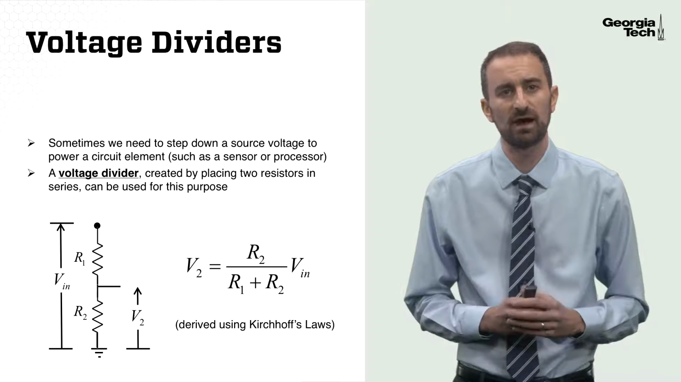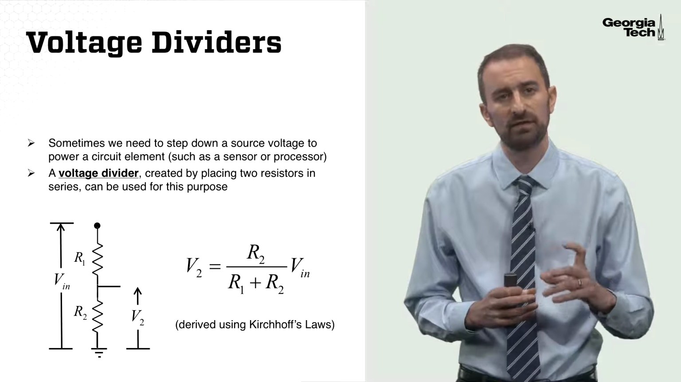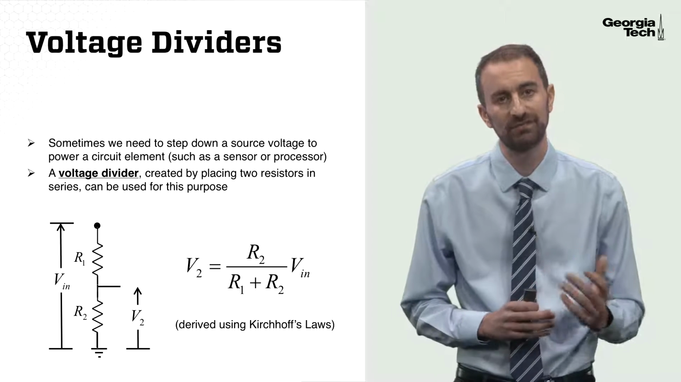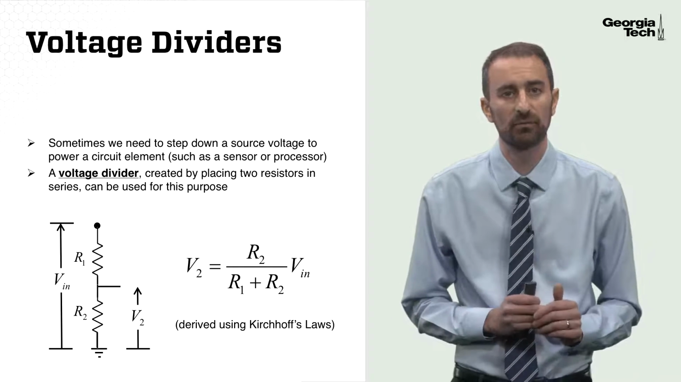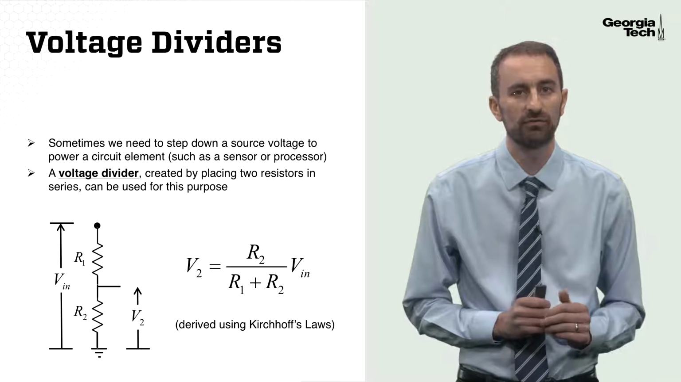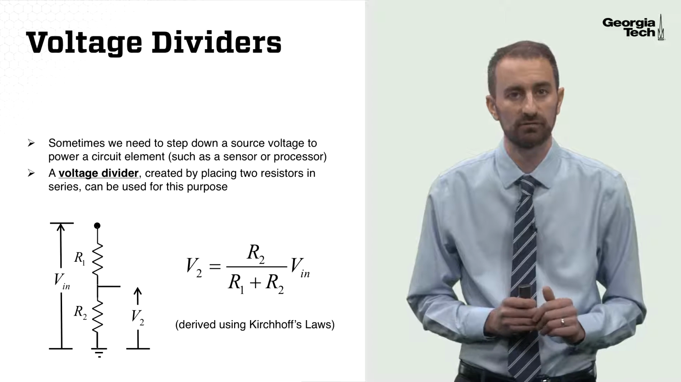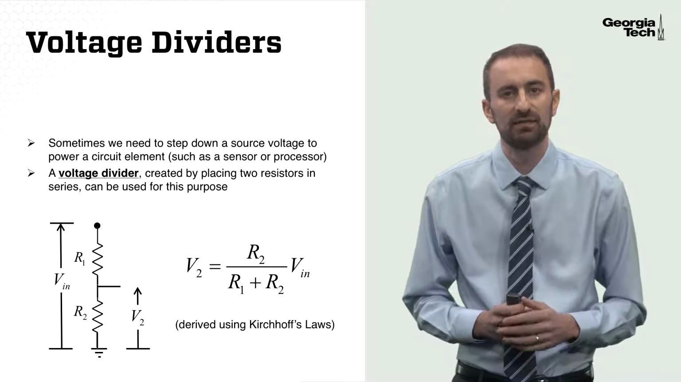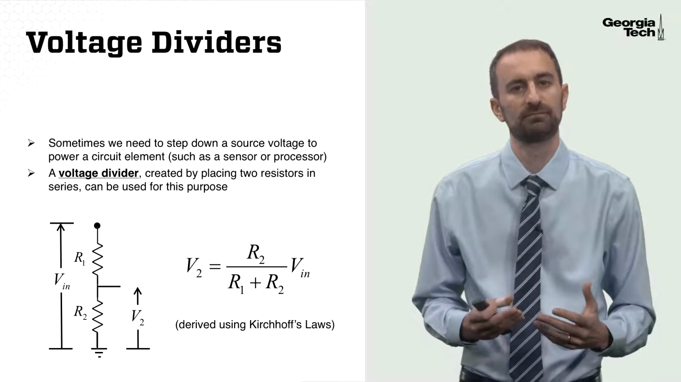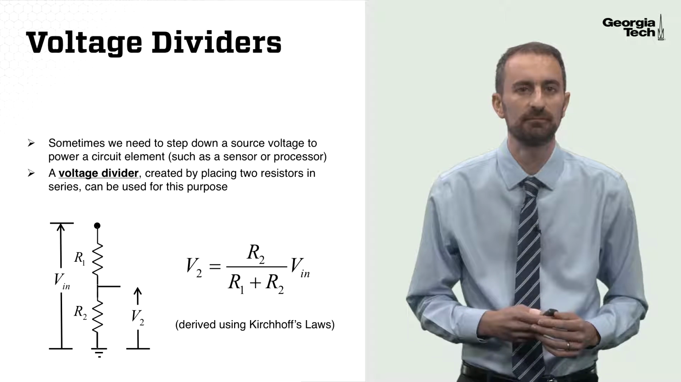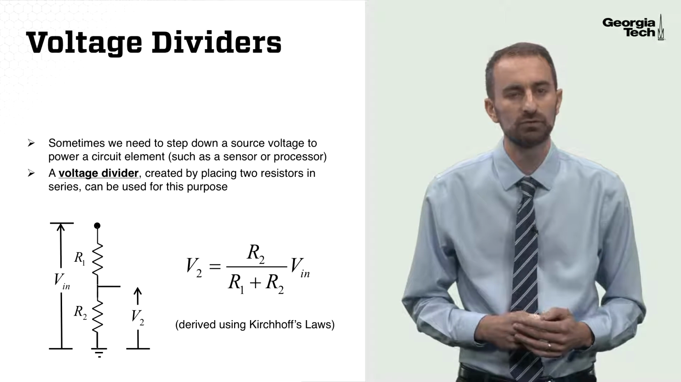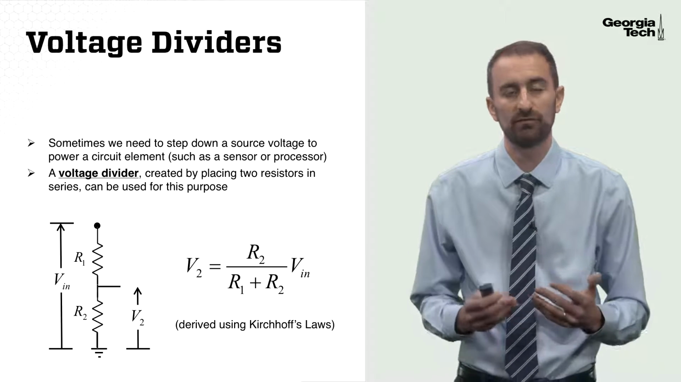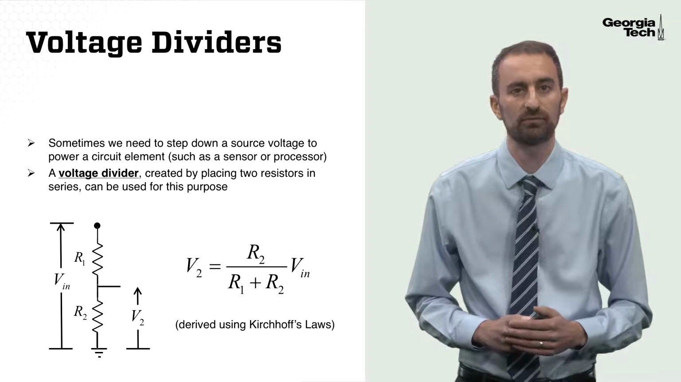So if we're trying to step down a voltage, then Vin would be our input voltage and V2 would be our output voltage. The relationship between Vin and V2 is shown on the right, and they're related by the coefficient R2 over R1 plus R2. Now since R1 and R2 are both positive values, you can see that that coefficient is less than 1, so it's some fraction. So V2 is some fraction of Vin. Why would you need to step down a voltage? Well, maybe a certain sensor requires a different voltage input than you have available, some voltage smaller than what you have available for your source.